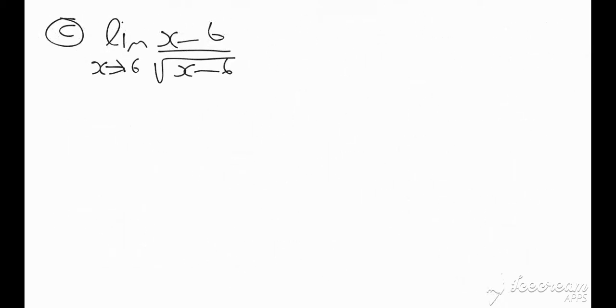All right, let's move on to question C, which is the limit as x tends towards 6 of x minus 6 all over the root of x minus 6. We could actually look at this from two methods, because both methods would be pretty straightforward. So we're going to look at the rationalization method first, and then we look at a second method that we could actually use to evaluate this limit.